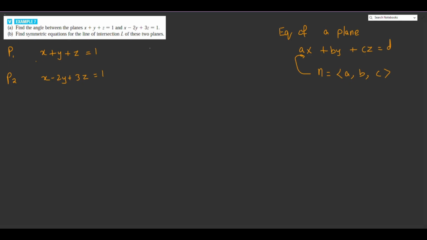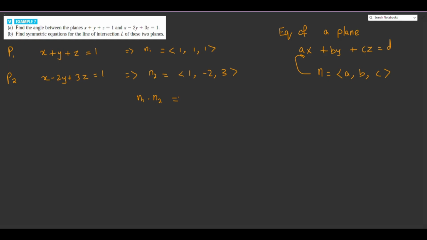So corresponding to plane P1, we are going to have this n1, which is our normal vector. It will be given by 1, 1, 1, and the normal vector corresponding to the plane P2 will be given by 1, minus 2, and 3. So these are the normal vectors. The next thing you need to do is to find the dot product between these two vectors.